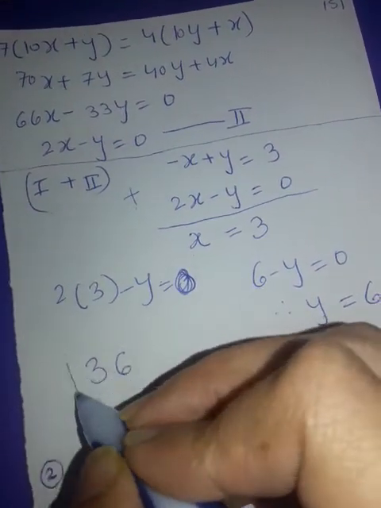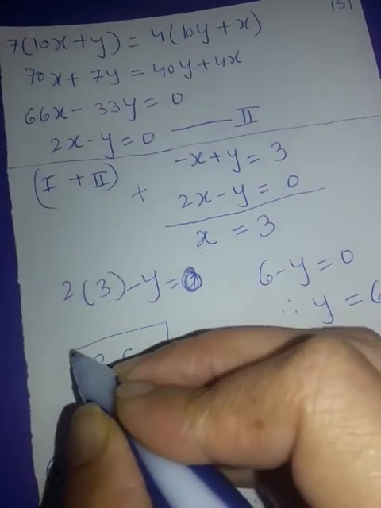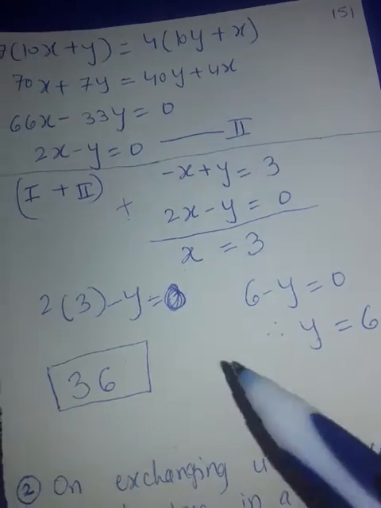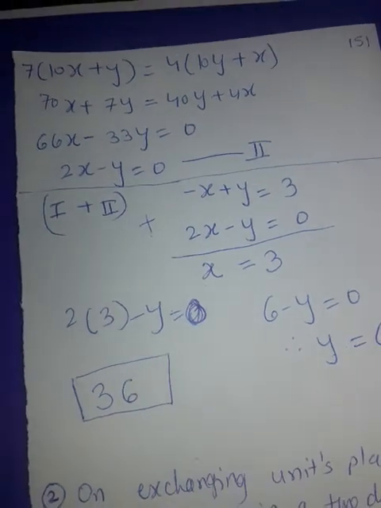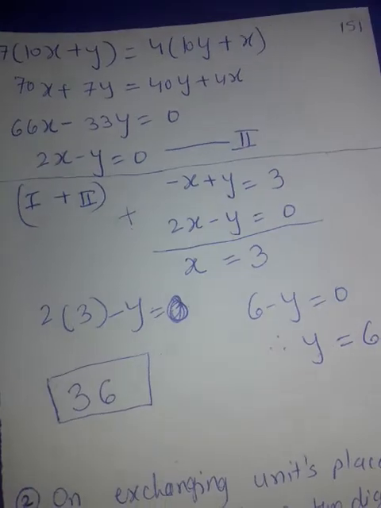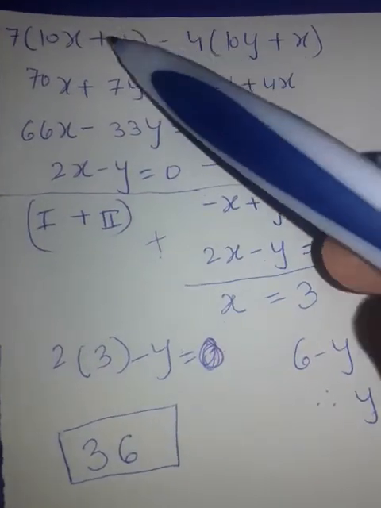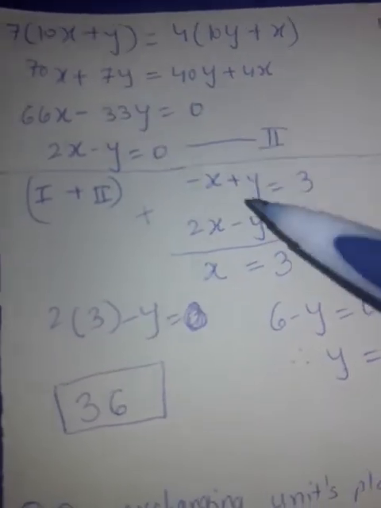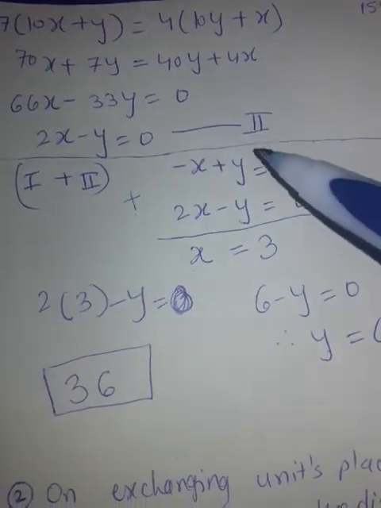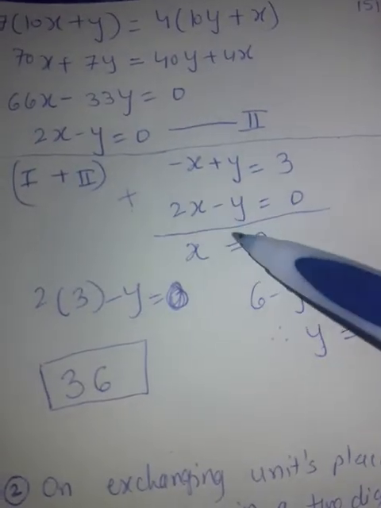So that means the original number is 36. That is the question. What is the original number? It is 36. Very clear? You need to be very fast in cross multiplication, solving, forming the equation, and then in simultaneous equations.